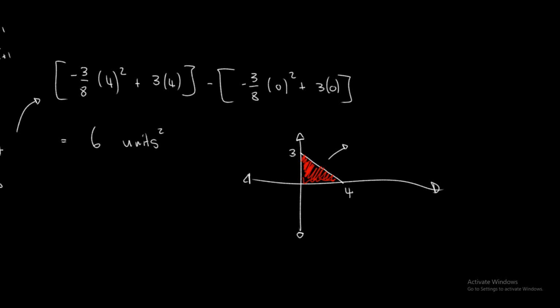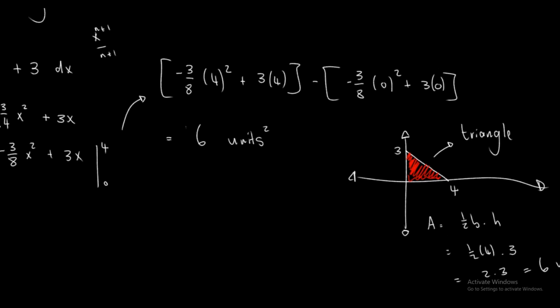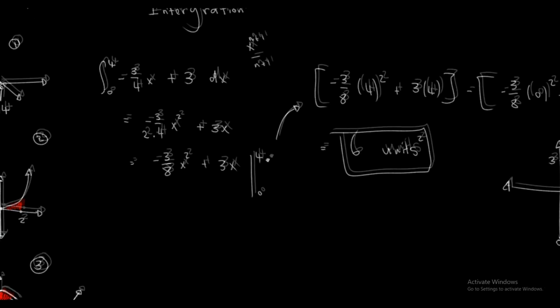This is very similar to a triangle. Actually, it literally is a triangle. So what we can do is we can find the area of the triangle in this case. Since it's a known shape, we know the area of a triangle is half of the base multiplied by the height. The base is 4. So it's going to be 1 over 2 multiplied by 4 times 3. That gives me 2 times 3, which is then equal to 6 units squared. So in this case, my evaluation is correct. My final answer will then be 6 units squared.